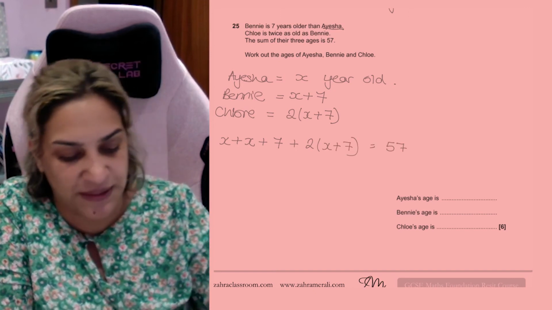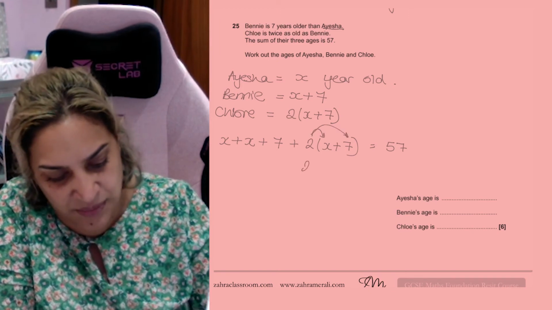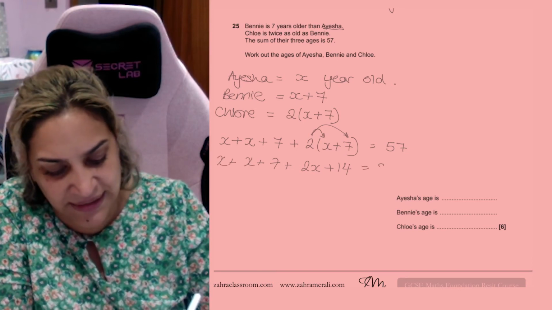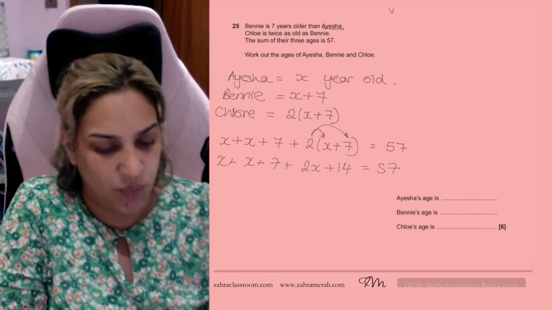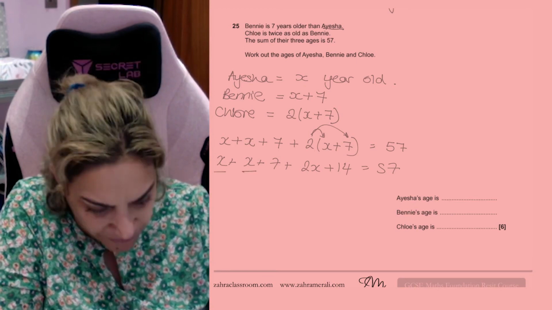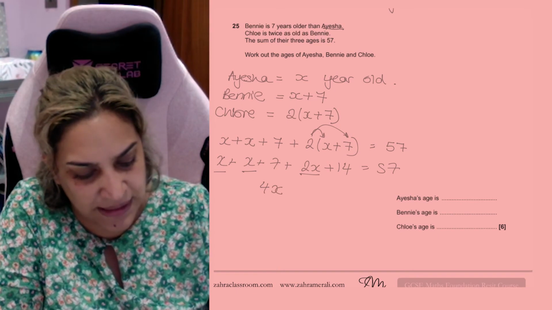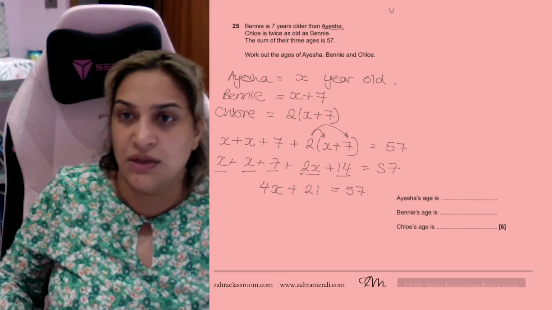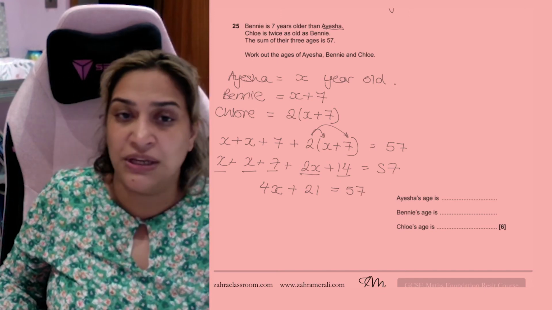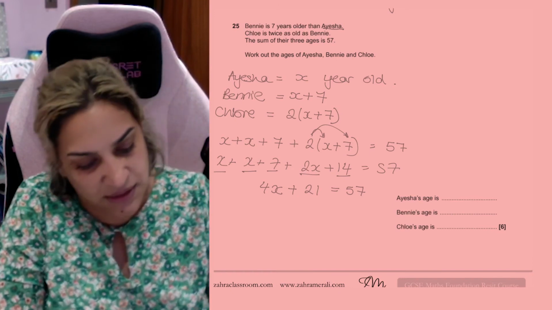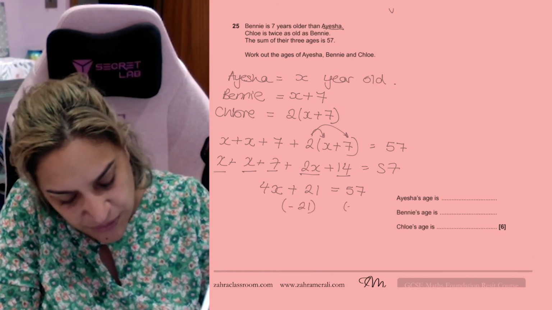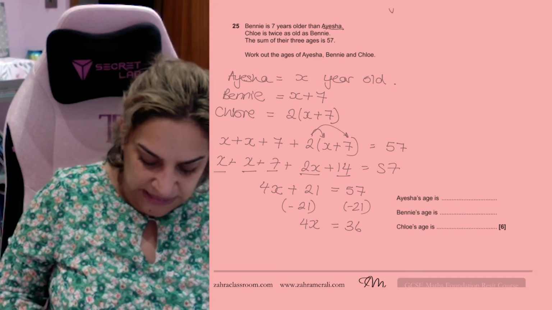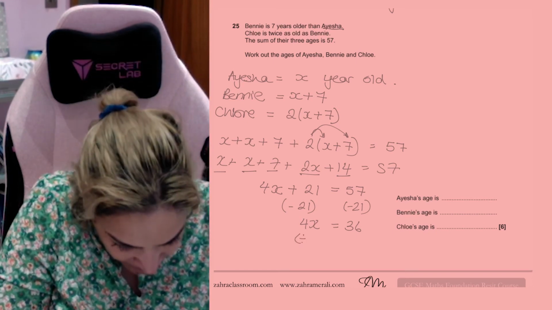So let's open the brackets first. So 2x plus 14. And now we collect the like terms. How many x's do we have? We've got 1, 2, 3, 4. So 4 x's. 7 plus 14 to give us 21 equals 57. So we now want to get x on its own to start with. So we're going to minus 21 from both sides. So we'll get 4x equals 36, which means that we divide by 4 on both sides.